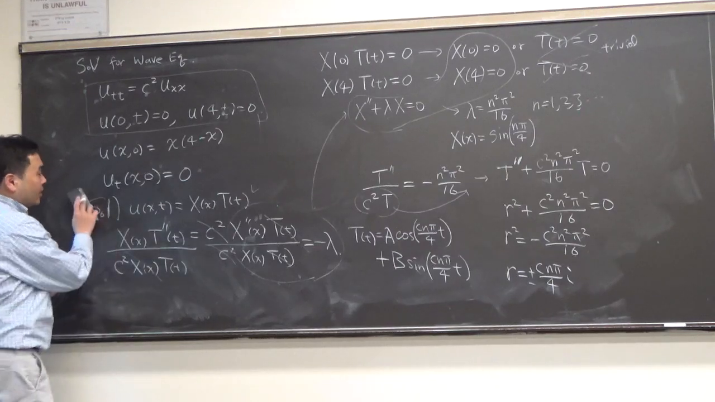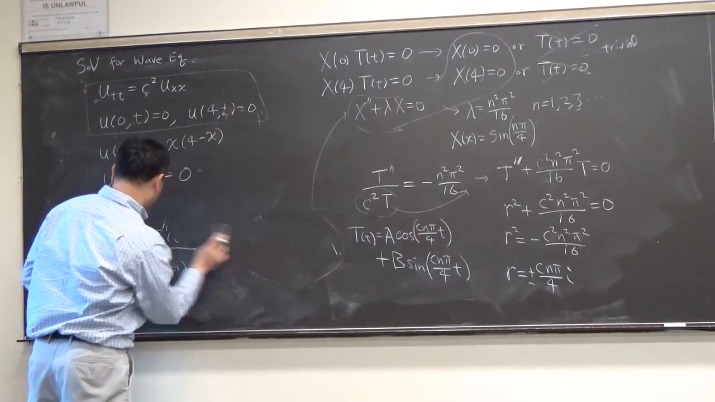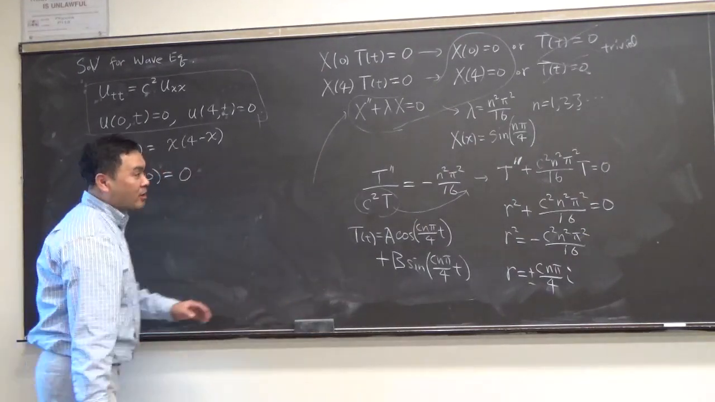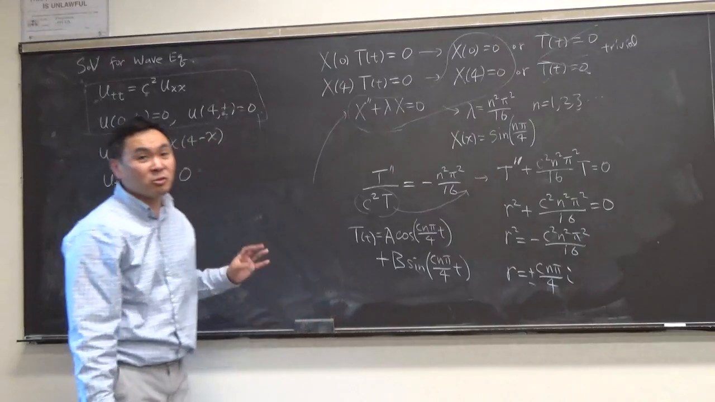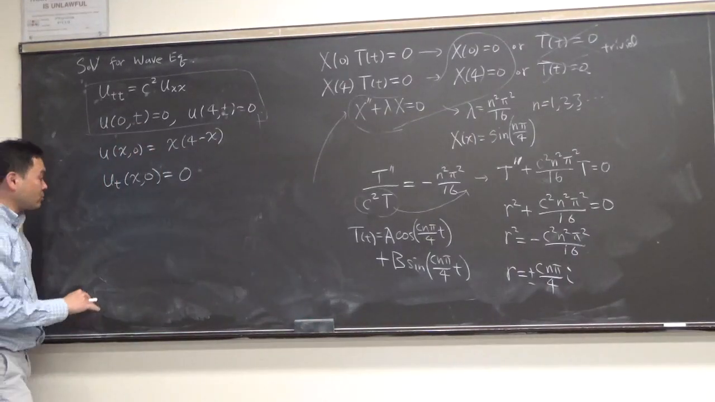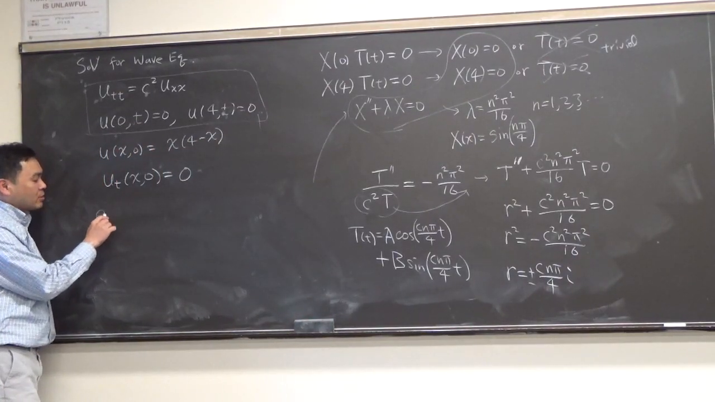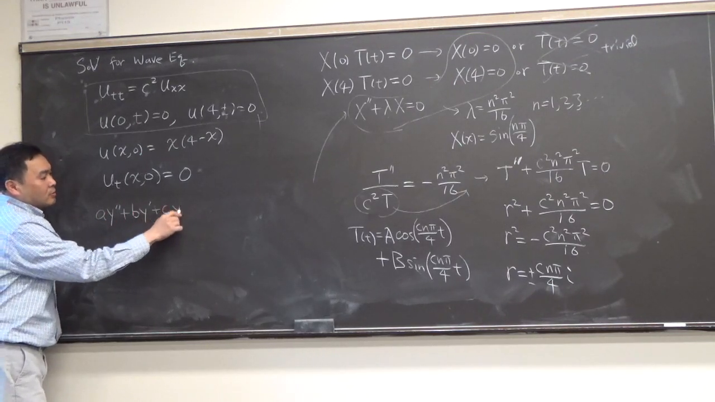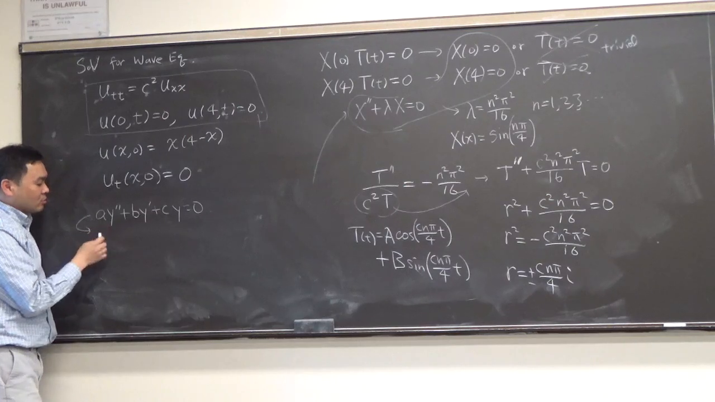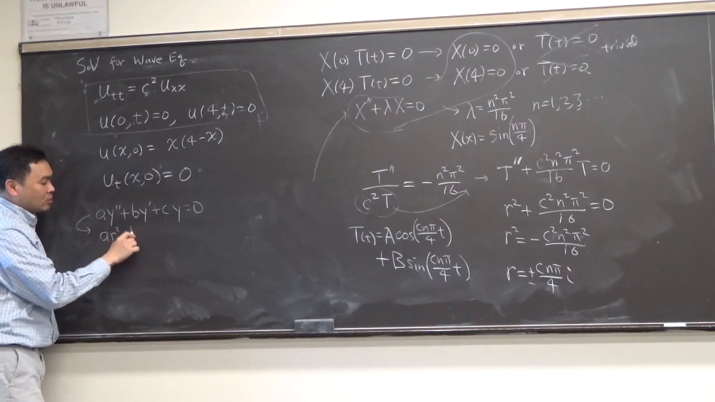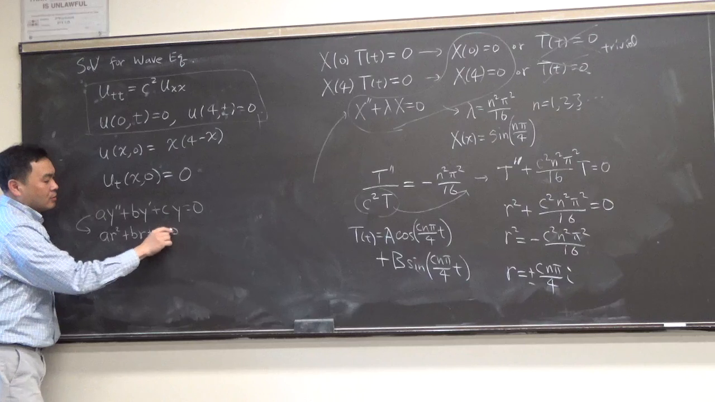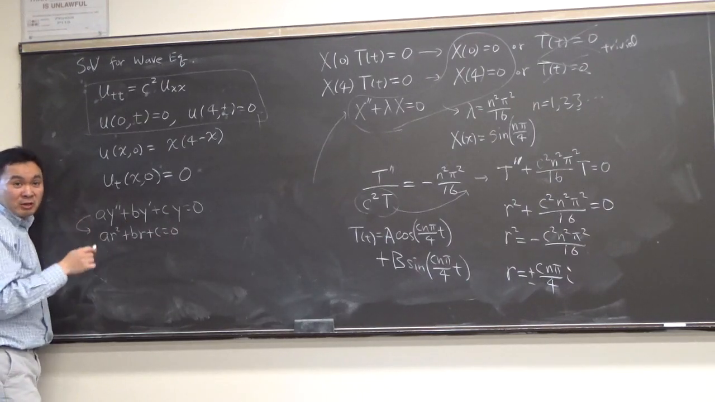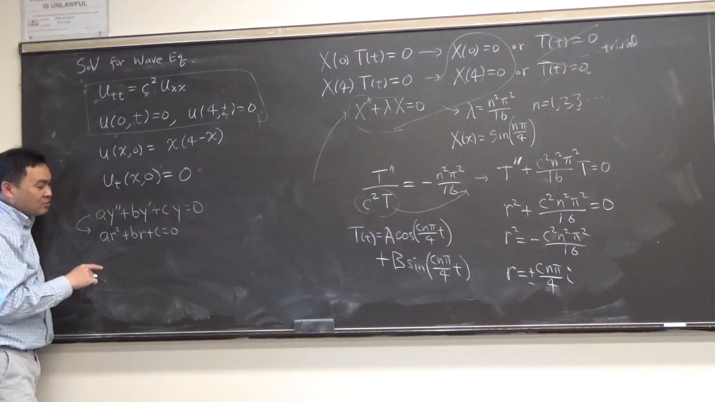Yeah, at this point, if you're not clear on how we went over this, please review your second order differential equation. If you have a constant coefficient second order differential equation, the way you solve this is you write down the characteristic equation, solve this using the quadratic formula or whatever, and there are three cases.